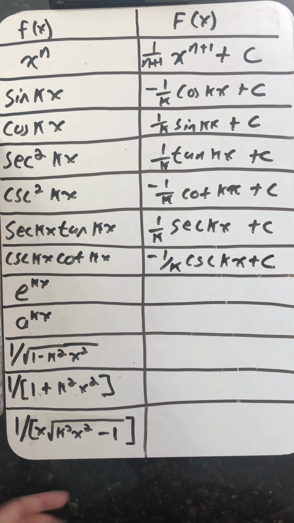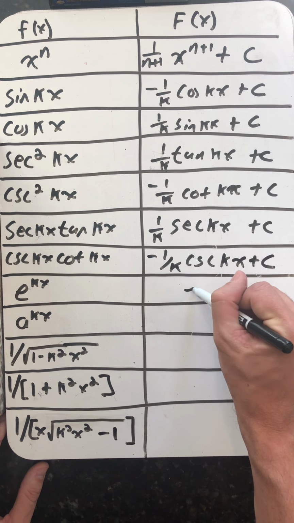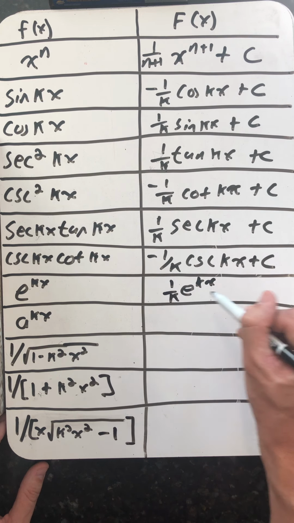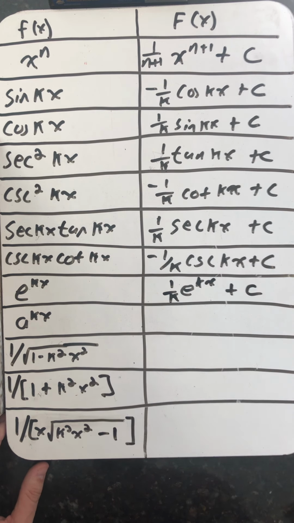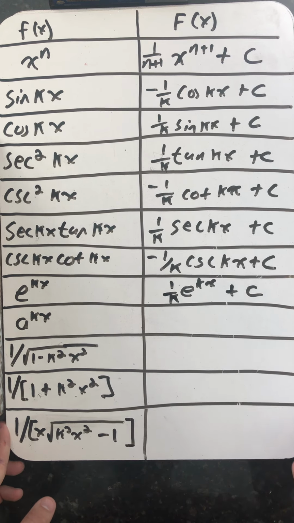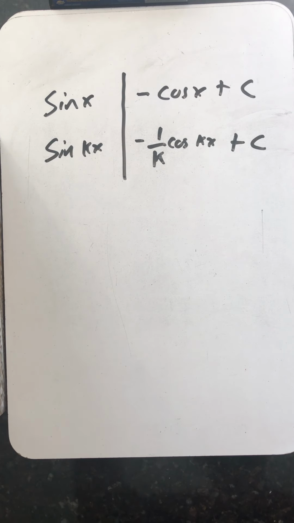I need a function whose derivative is e to the kx. Well, that would be e to the kx, but I'd have to divide by k because of the chain rule. All right, I need a function whose derivative is a to the kx. So let's think a little bit about that.